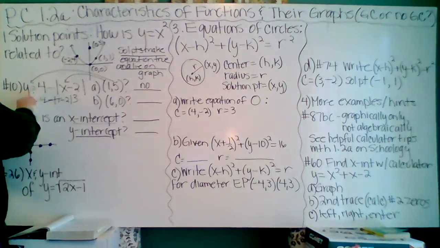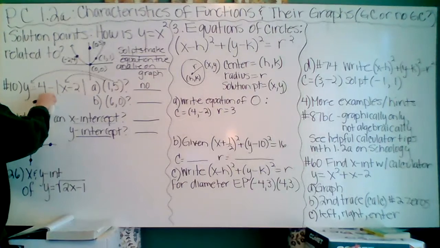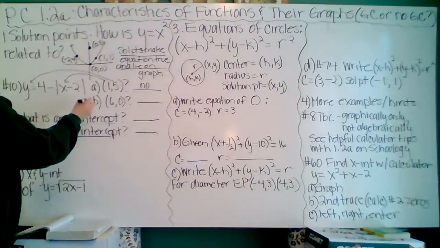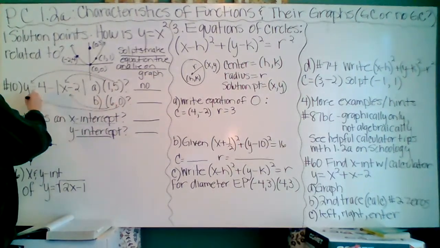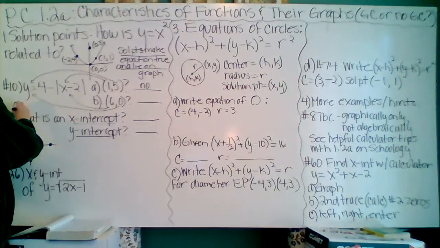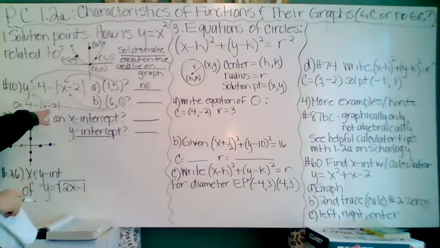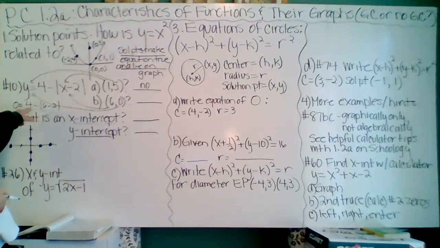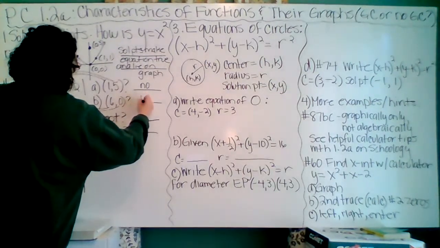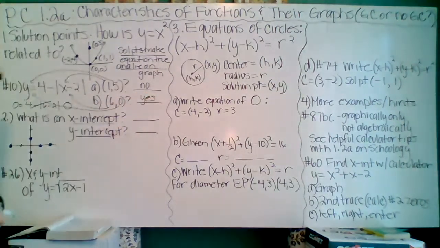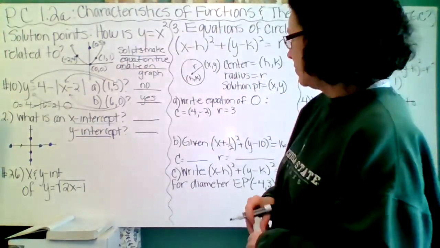Let's try 6, 0. For 6, 0, when we put a 6 in for x and a 0 for y, we get 0 equals 4 minus the absolute value of 6 minus 2. Notice the absolute value of 6 minus 2 is 4. 4 minus 4 is 0. And we get 0 equals 0. This is true. 6, 0 is a solution point to that equation, and if we drew that graph, it would lie on the graph.